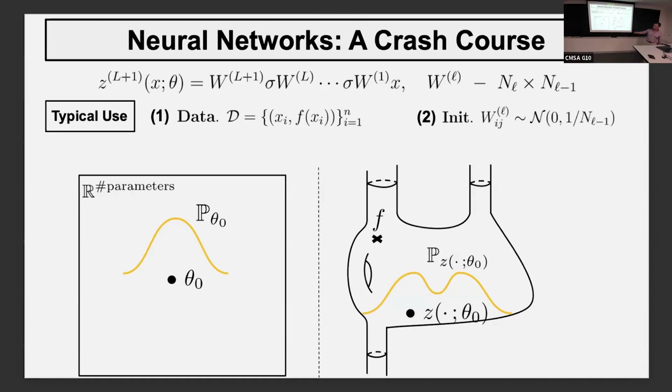But then since the map from theta to z's is rather complicated, you start by sampling your initial function from a complicated and interesting measure. And I'll say something about this measure as we go on in this presentation. Obviously this function that you start with at the start of training has nothing to do with the function f because you haven't used your training data yet.